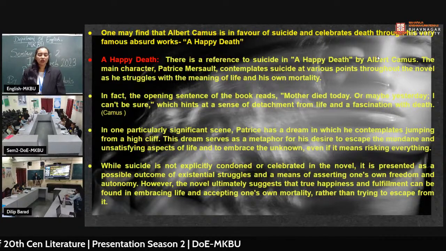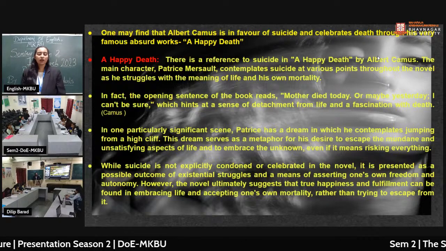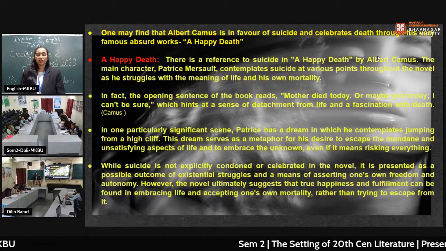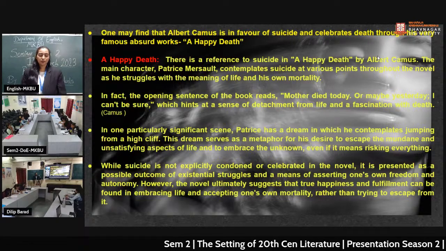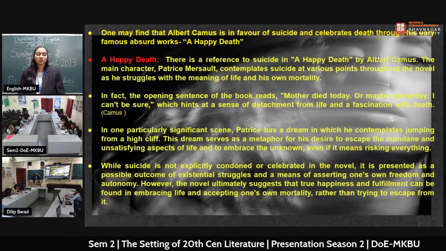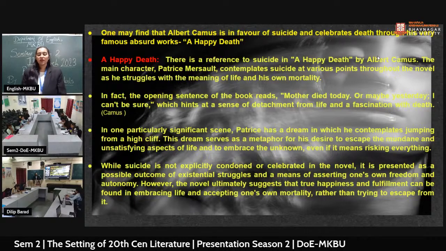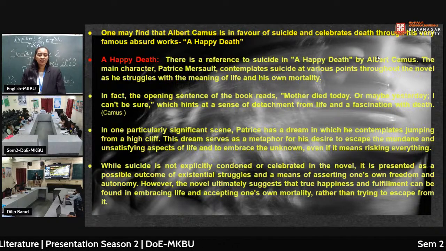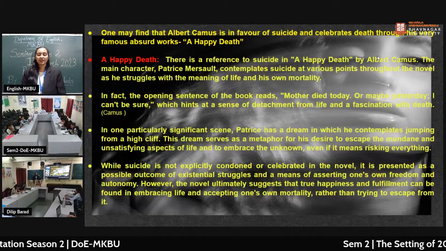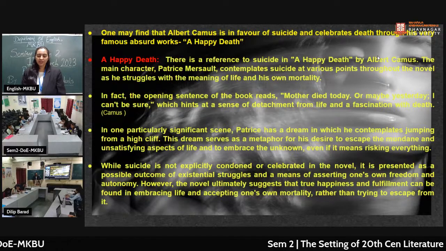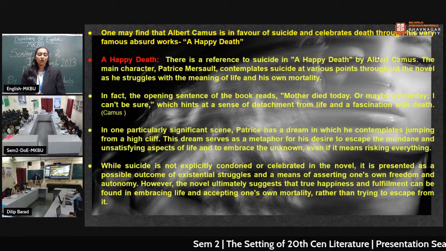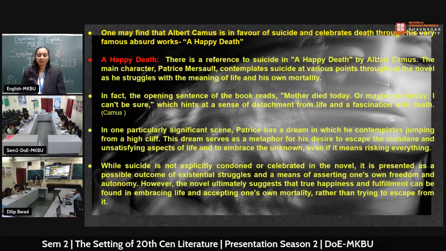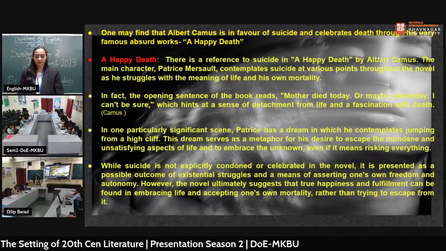While suicide is not explicitly condemned or celebrated in the novel, it is presented as a possible outcome of existential struggles and a means of asserting one's own freedom and autonomy. However, the novel ultimately suggests that true happiness and fulfillment can be found in embracing life and accepting one's own mortality rather than trying to escape from it.